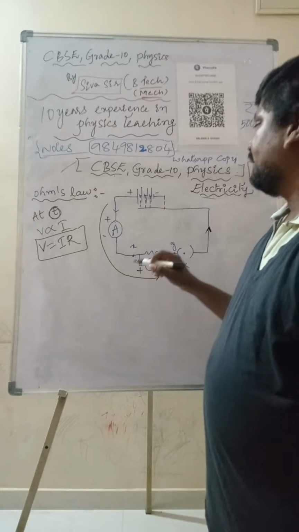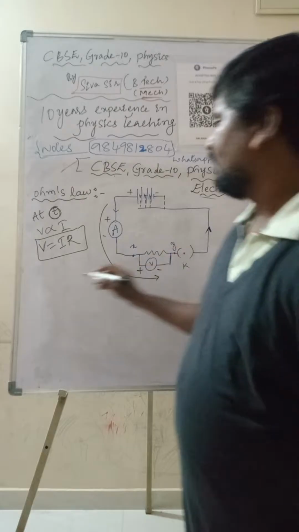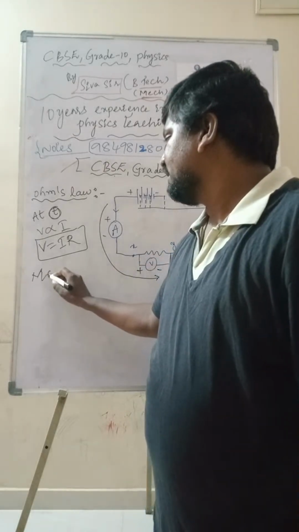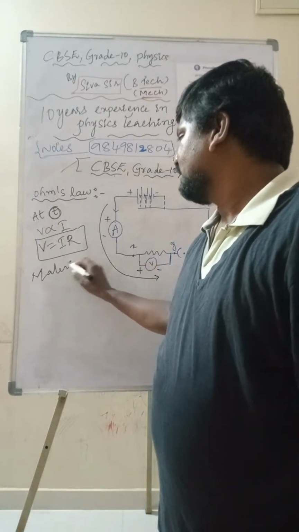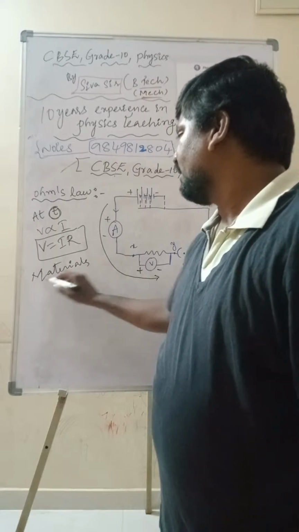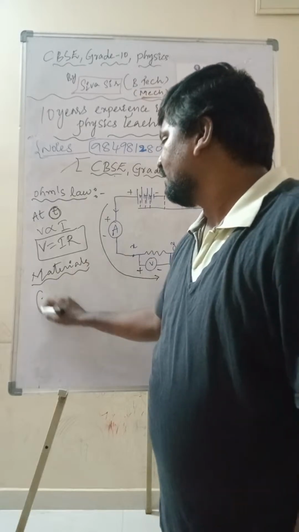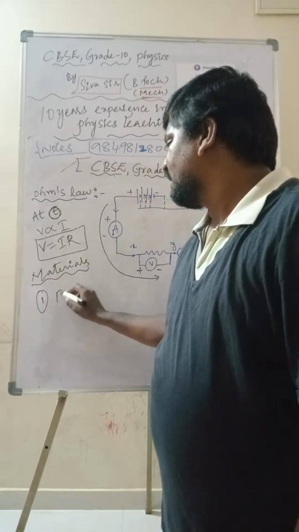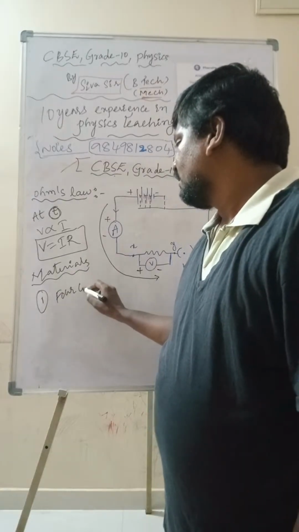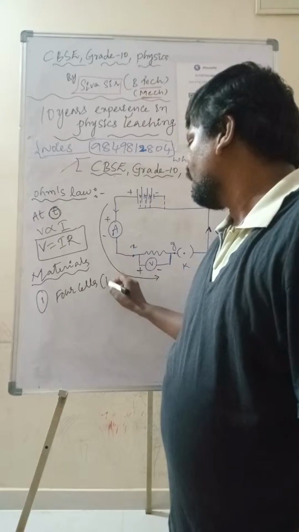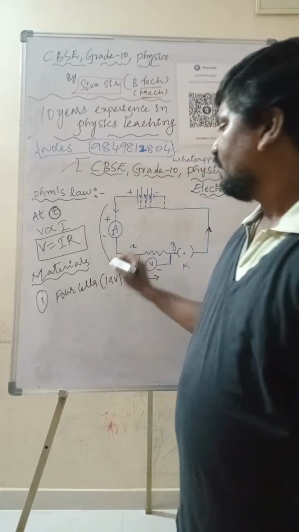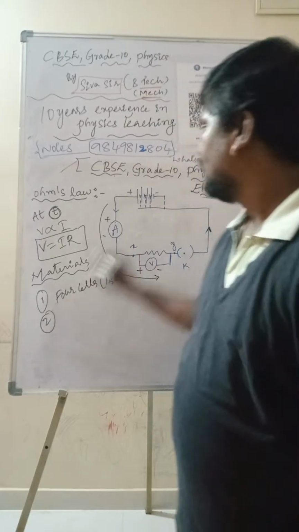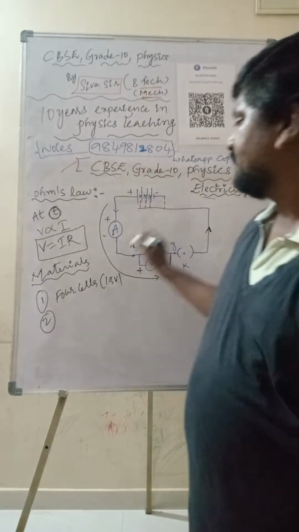That is the statement. Now, materials required. What are the materials? First one, 4 cells, 1.5 volts each.